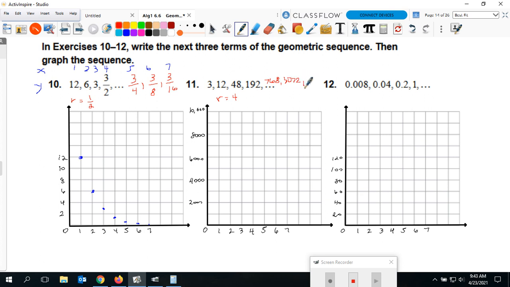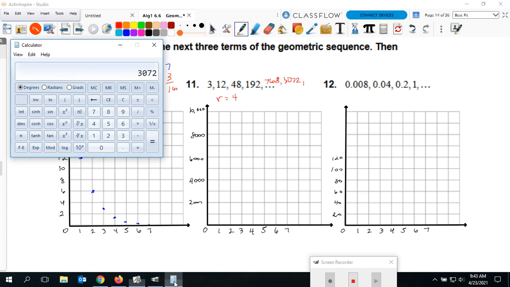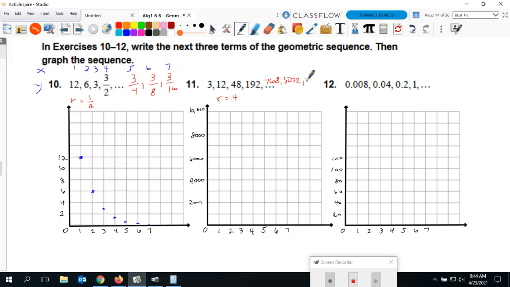And for our last one, we just need to multiply that 3,072 by 4. So times 4, that's 12,288.